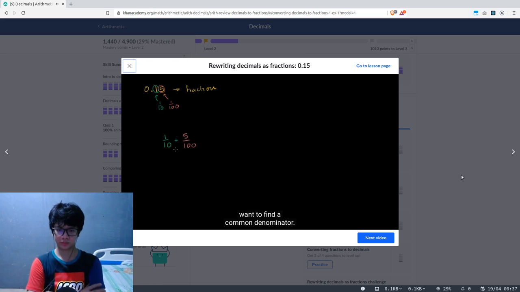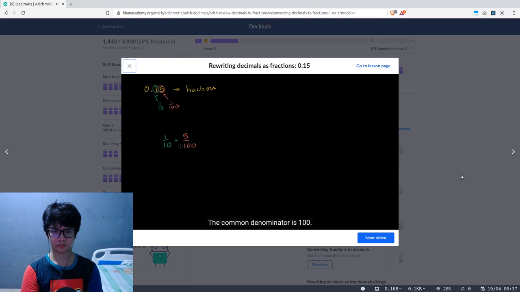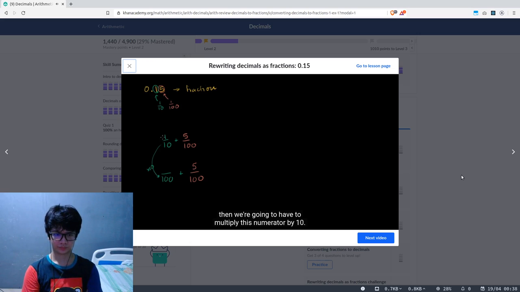And if we want to add them up, we want to find a common denominator. The common denominator is 100, since 100 is a multiple of both 10 and 100. So we can rewrite this as something over 100 plus something over 100. This isn't going to change. This was already 5 over 100. If we multiply the denominator here by 10, then we're going to have to multiply this numerator by 10. And so this is the same thing as 10 over 100. And now we're ready to add. 10 plus 5 is 15 over 100. And you could have done that a little bit quicker just by inspecting this.